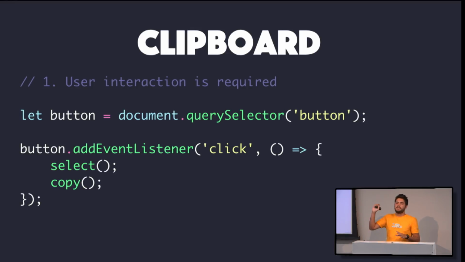So you cannot simulate events, you cannot trigger some fake events. You actually need user interaction. That's a browser requirement. So you can just get a button from your page, and then you listen for the click event. And then there are 2 other steps. You need to select and you need to copy. Let's check them out.